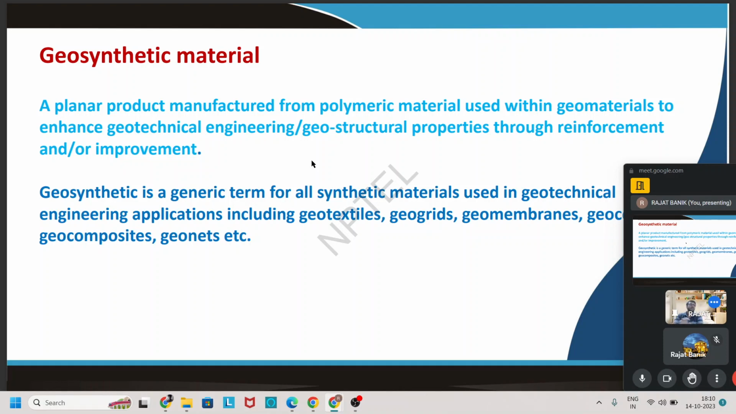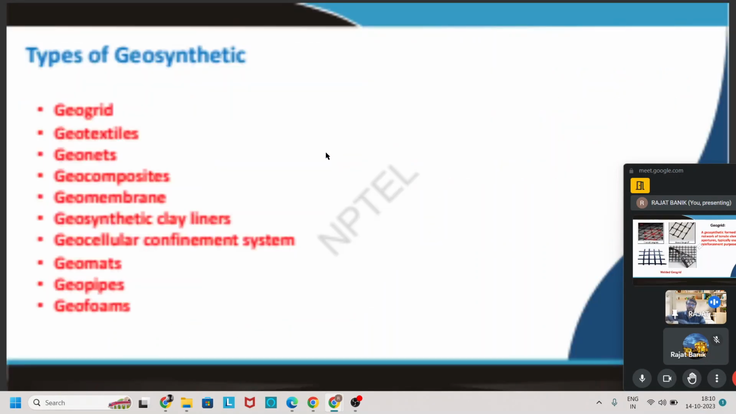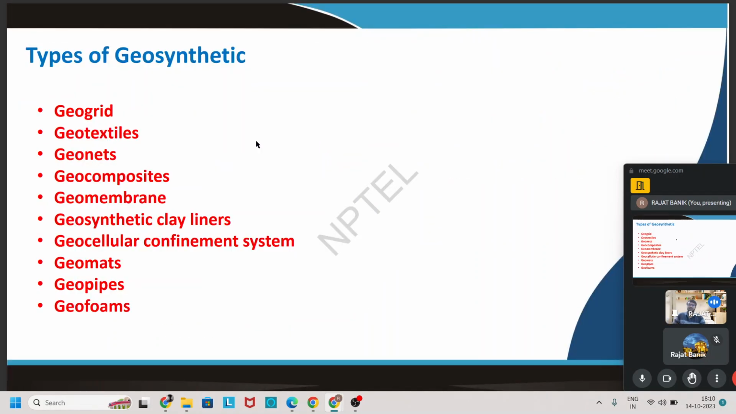So in this way we can address different functions or different improvements by the geosynthetic material. There are different types of geosynthetic material we discussed. These are mostly geogrid, geotextile, geonet, geocomposite, geomembrane, and many other types are there.